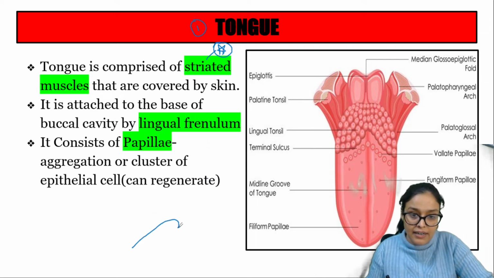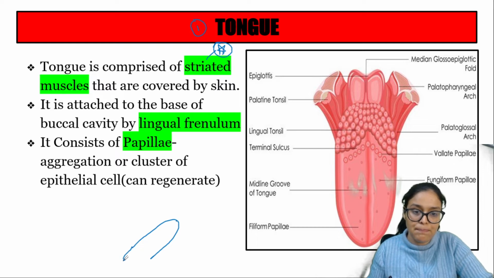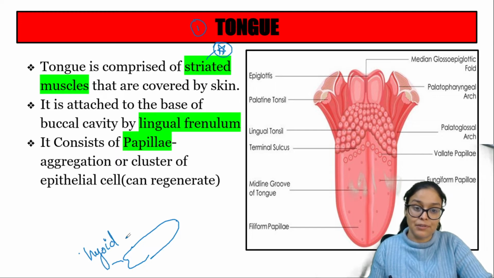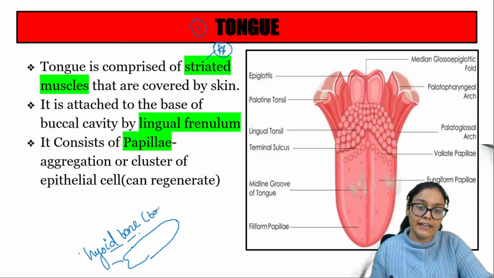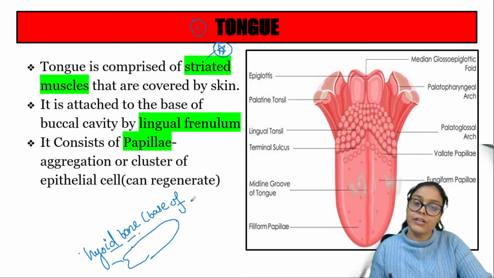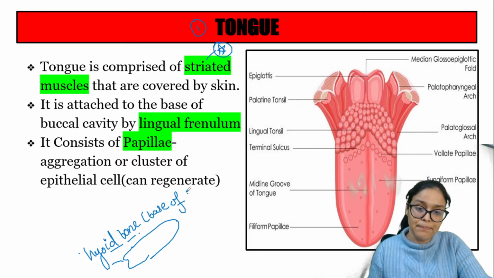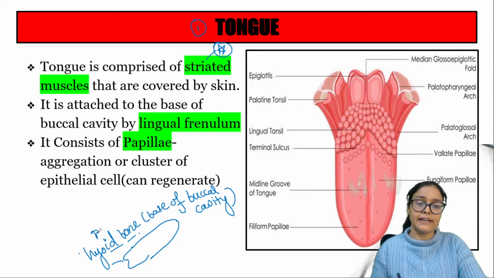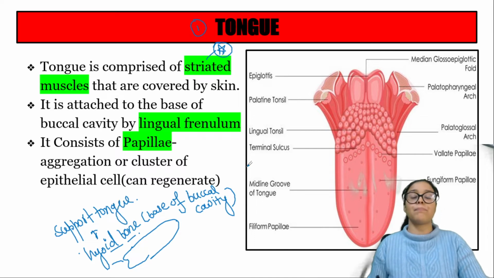So this is our tongue, this is the anterior part, and obviously posteriorly it is bound with the hyoid bone that I have told you in the respiratory chapter. So the hyoid bone is present at the base of the buccal cavity, which will hold the tongue from the posterior end, right? It will be supporting the tongue from the posterior end, which I have already told you in the respiratory part.